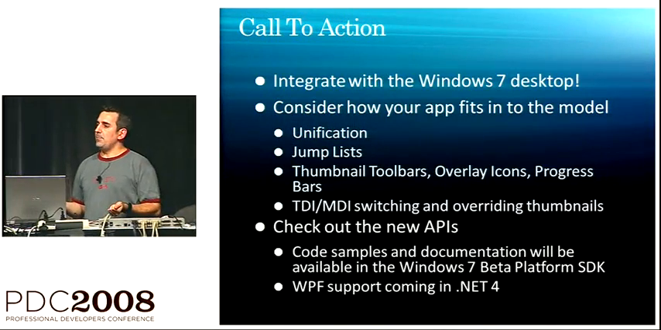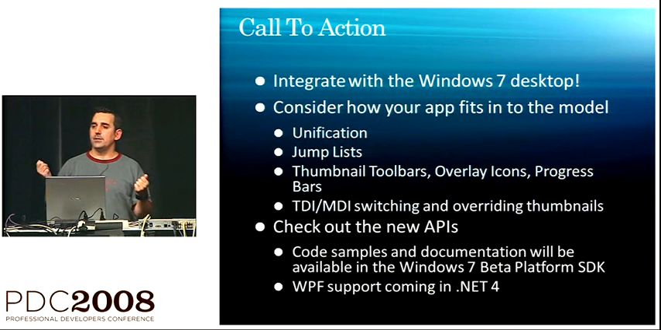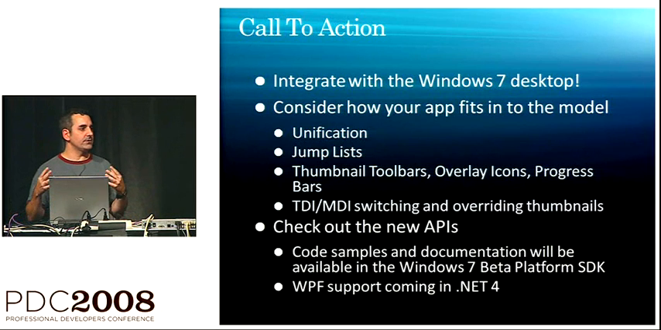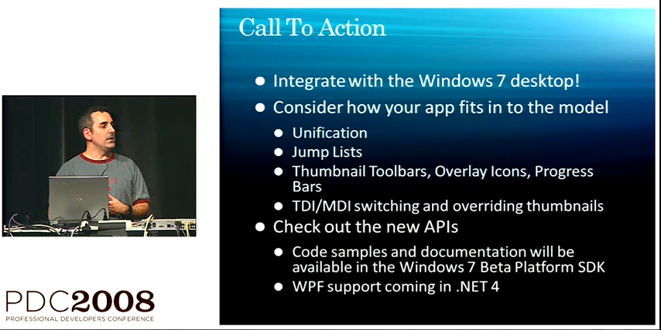So just to wrap things up, a call to action here. Please integrate with the Windows 7 desktop. But in doing so, please be mindful about how your application fits into our model. This covers everything from general unification. Do you need to potentially explicitly declare any app IDs? Can you benefit from customizing the jump list, or does the default setup of the jump list work just fine for you?